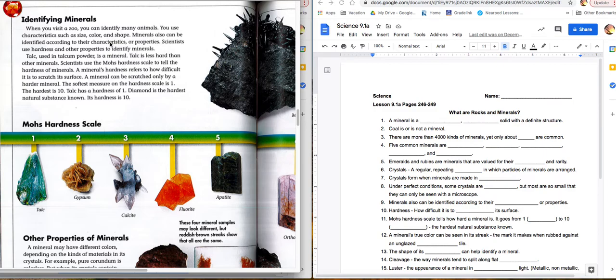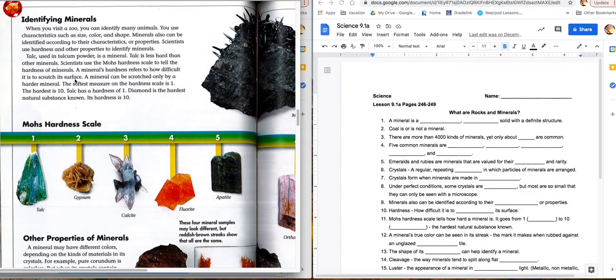And what they're getting at is, here are some of these things. I can simply use size, color, and shape, but there's a lot better ones. Scientists use number 1, hardness and other properties to identify minerals. Okay, what's hardness? Talc, which is used in talcum powder, is a mineral. Talc is less hard than other minerals. Scientists use the Mohs hardness scale to tell the hardness of a mineral. A mineral's hardness refers to how difficult it is to scratch its surface. You have number 10 in your notes. We're talking about scratching a surface.